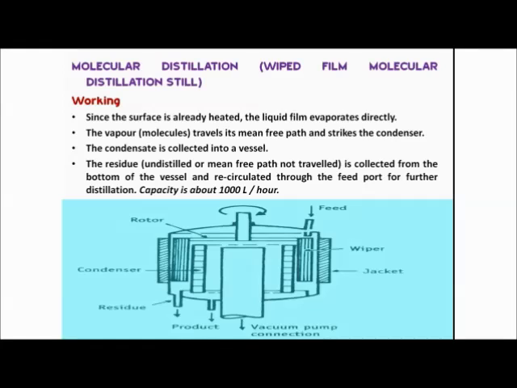The residue which is left off can be collected here, right? And it can be recirculated by introducing it into the feed. So the capacity of this type of instrument is almost 1000 liters per hour. It can distill 1000 liters per hour.